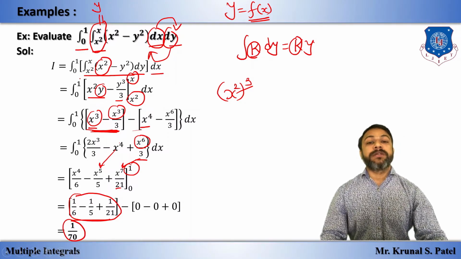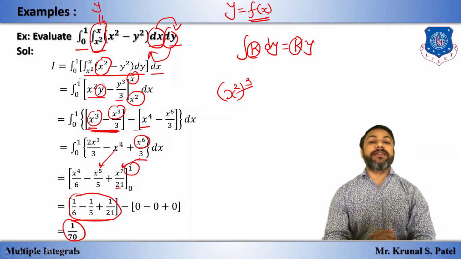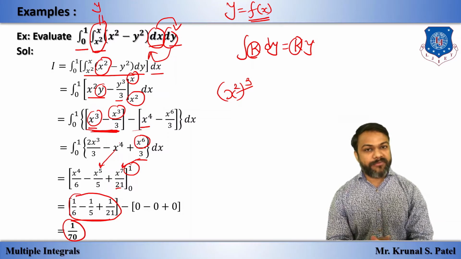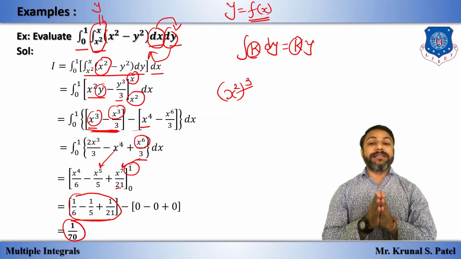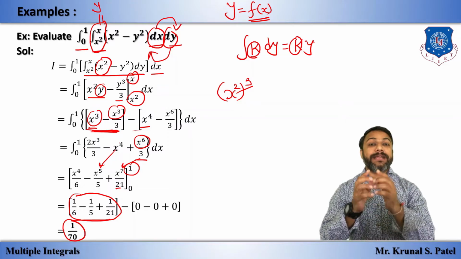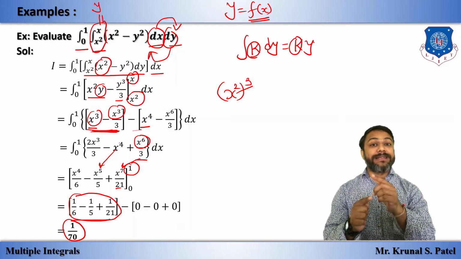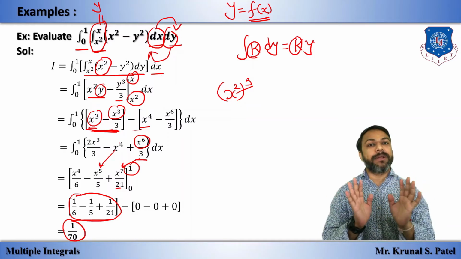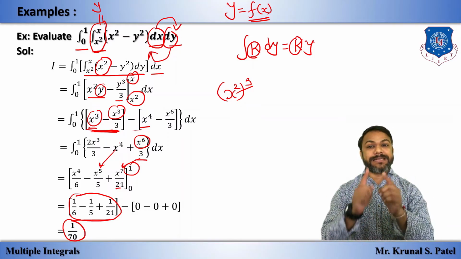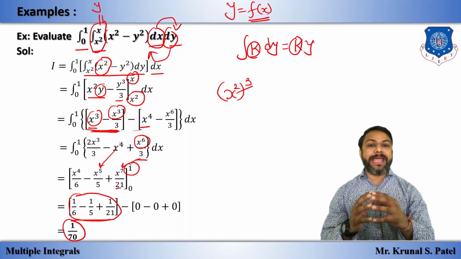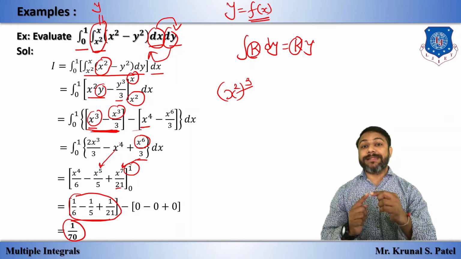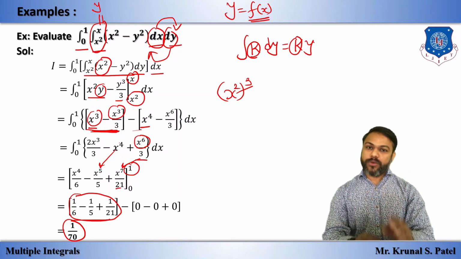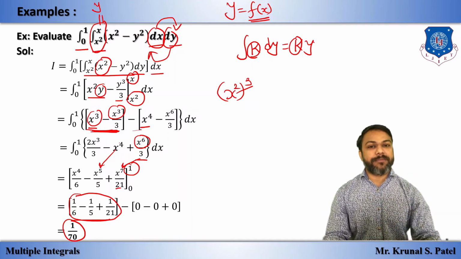Okay, you have to keep one thing clear in your mind: if the inside limit is a variable limit in the form of x, then it is the limit of y, so dy should be inside. That is the simple concept. If the inside limit is in the form of y, then it is the limit of x, so dx should be inside. This is the simple basic concept.